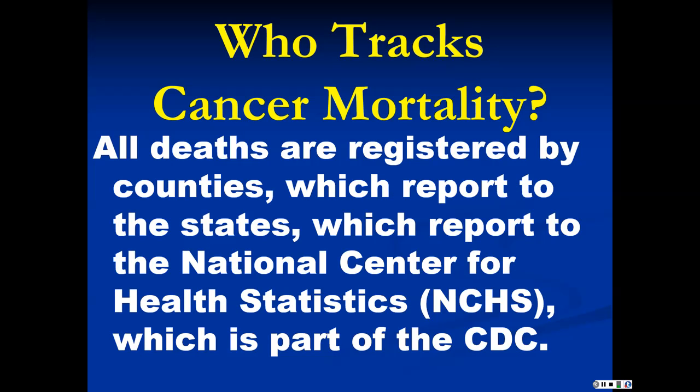As far as who tracks cancer mortality, it's the same agencies that track all of the deaths in the country. All deaths are first registered by counties, and then the counties report to the states, and the states send their data on to the National Center for Health Statistics, or NCHS, which is one of the Centers for Disease Control and Prevention, or CDC. The National Center for Health Statistics then serves as a clearinghouse to report data on mortality among people who've crossed state lines.